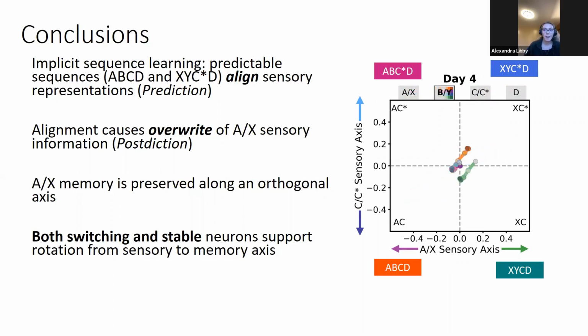However, at the same time, the AX information is preserved along an orthogonal axis. In other words, there's still an accurate readout of AX memory. And this occurs because you have this dynamic transformation of AX information over the course of the sequence. And that transformation is largely supported by both stable and switching neurons.